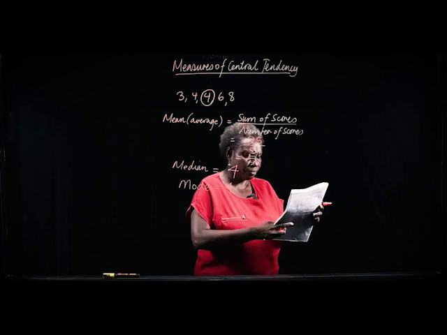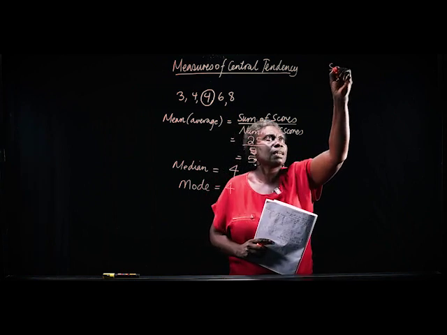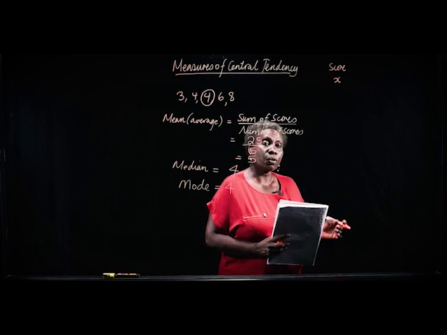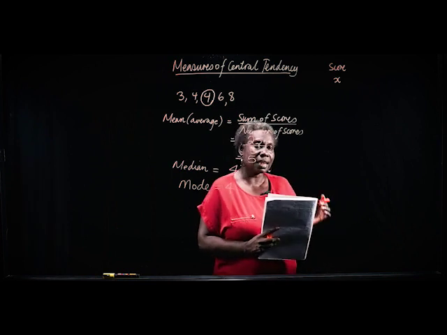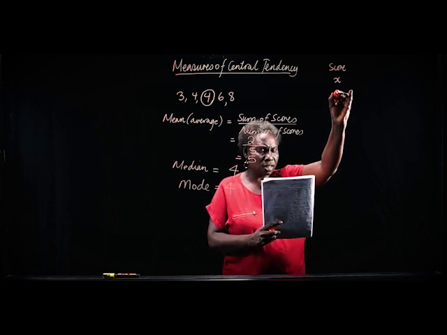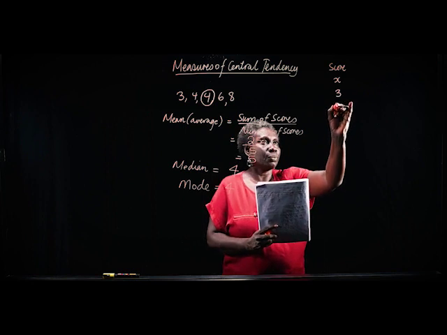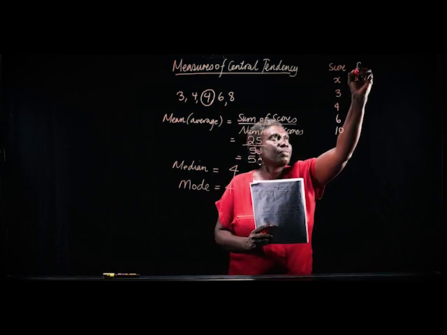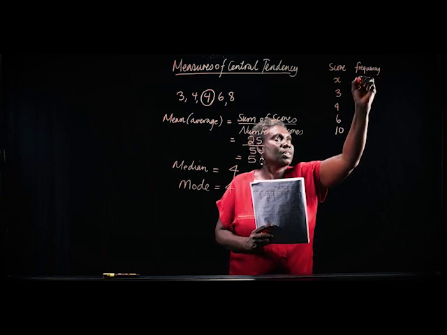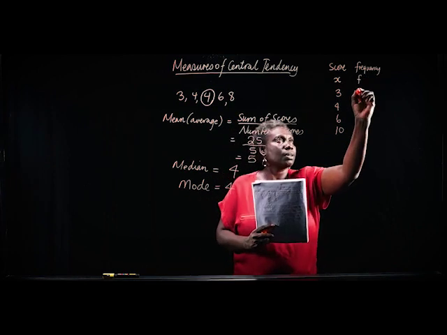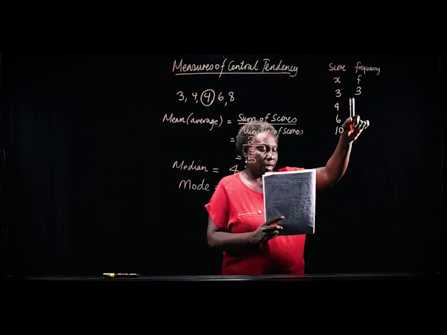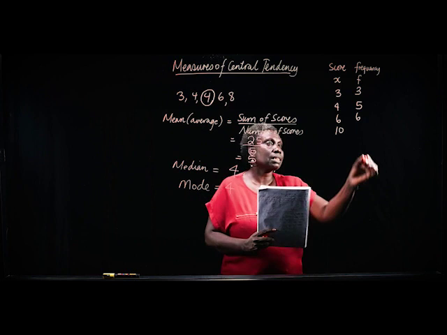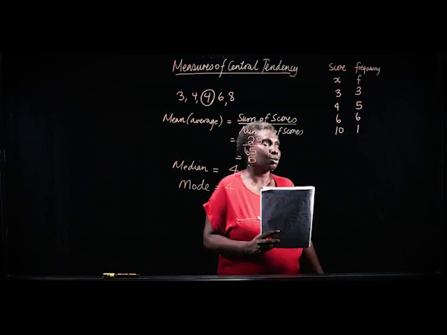Okay, let's see, we have a set of scores. Let's say I am a maths teacher, so I have 15 students who sat for a quiz which is out of 10. And these are the scores that were scored by the students. The lowest score is 3. Then we have 4, 6, and 10. And then we have the frequency, which is F. 3 students scored 3. 5 students scored 4. 6 students scored 6. And 1 student scored 10 out of 10.